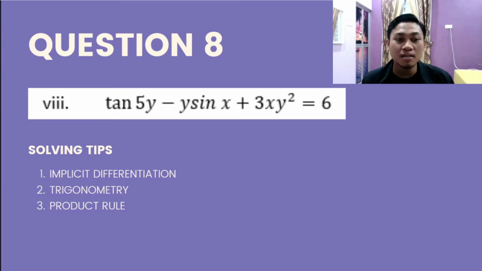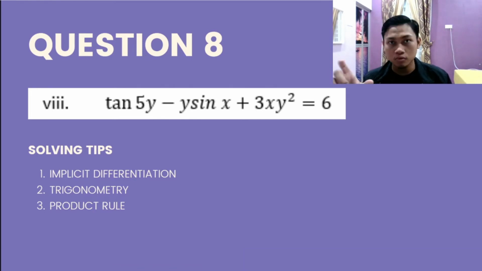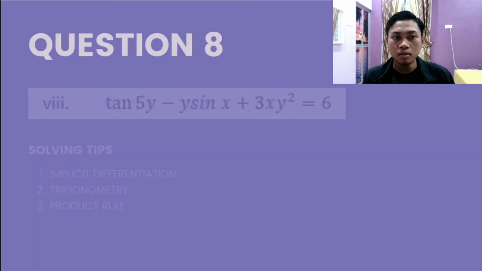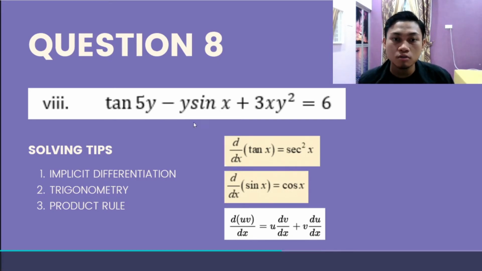Okay, so the second one is trigonometry. We can see there are 2 trigonometry functions in this equation, which are tan and sin right here. So yeah, we need to be alert of the rules. We need to remember the rules. And the last one is the product rule. So let's recap. How do we use that? Okay. This is what we call the cheat sheet, the cheat sheet for this question itself.